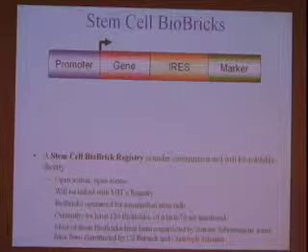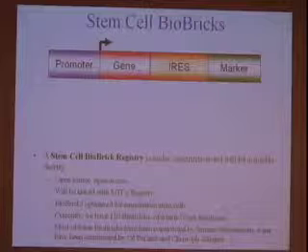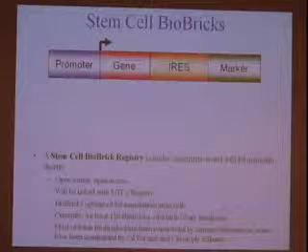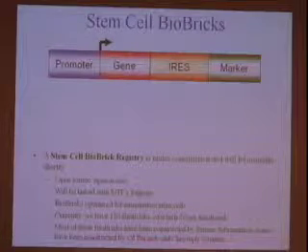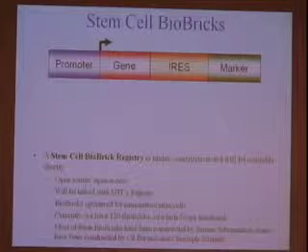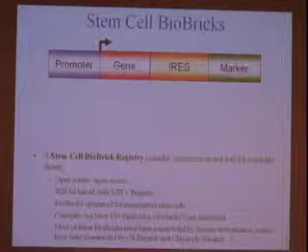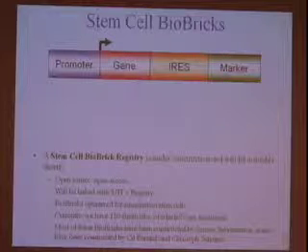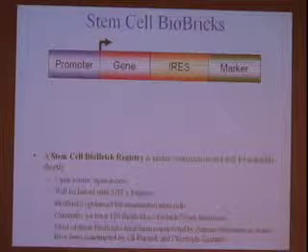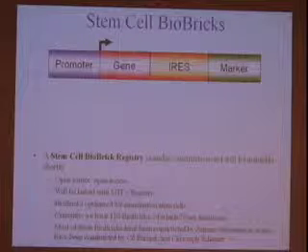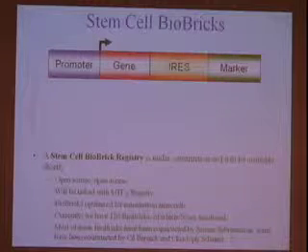So to construct these artificial circuits, we use stem cell biobricks. Stem cell biobricks are made up of 4 main parts. We have a promoter, we have a gene of interest, we have something called the IRES, which is an internal ribosome entry site, which allows us to make bicistronic constructs, and we have a marker, which could be a fluorescence marker or an antibiotic resistance marker.